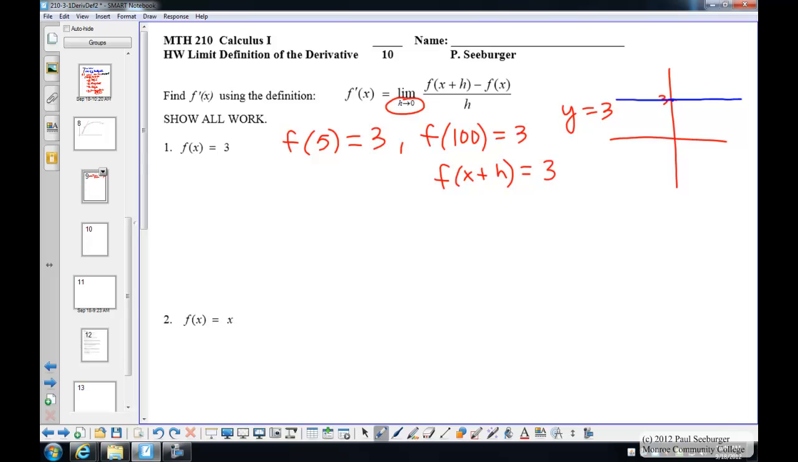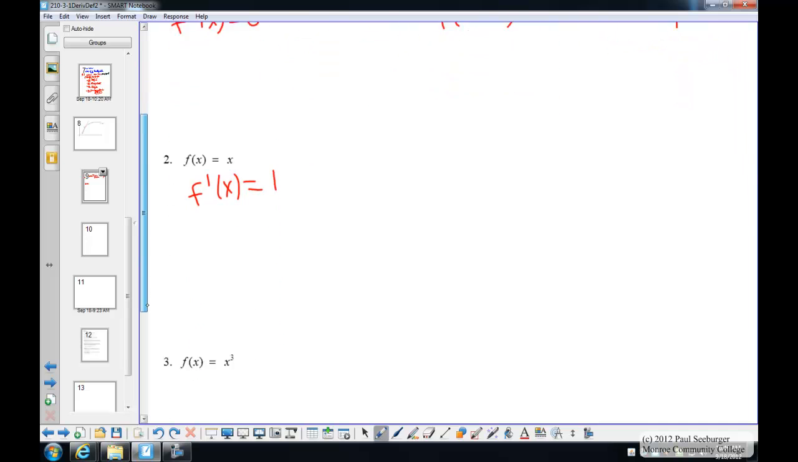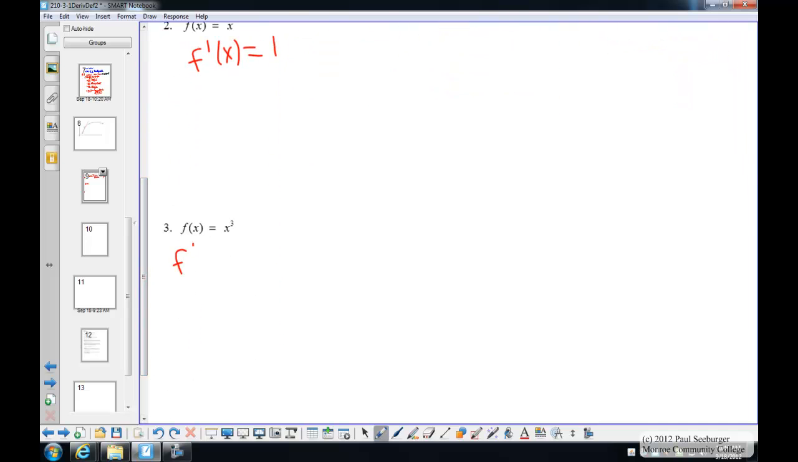Okay, the second one I hope wasn't too bad. What did you come up with? 1. Okay, so here we found, once you did all your work, we found f prime of x is 1. You found here that f prime was 0. Okay, so sort of knowing the answers first here. What did you come up with here, anybody?